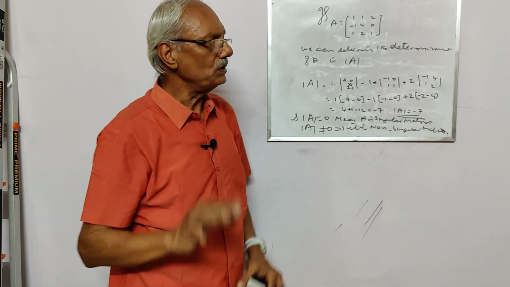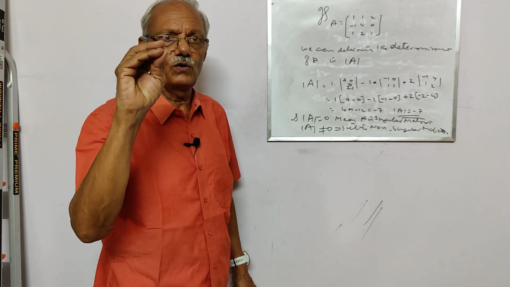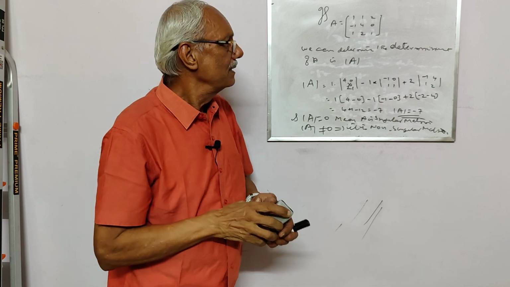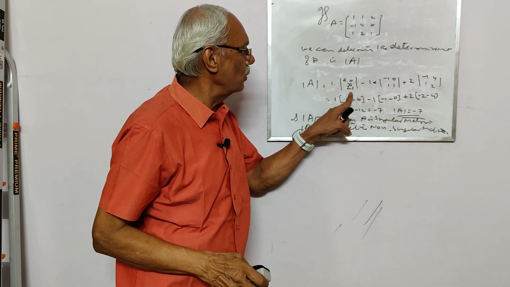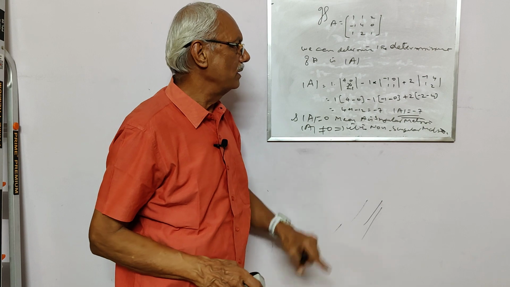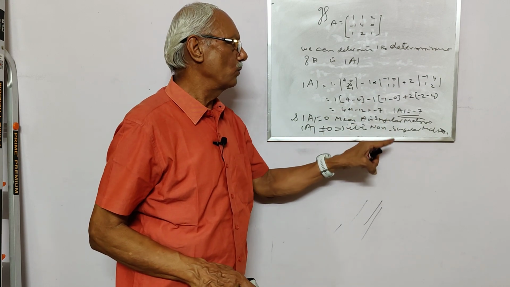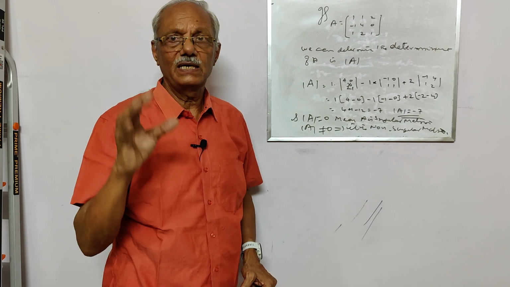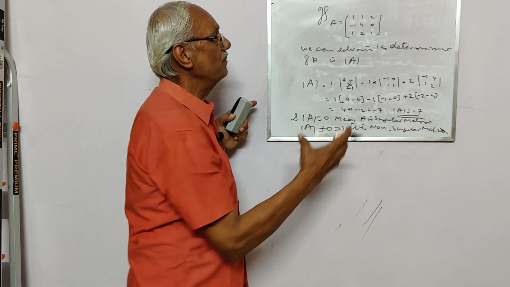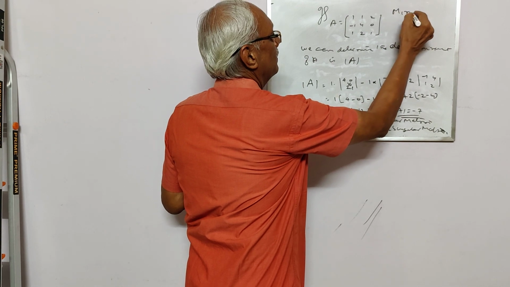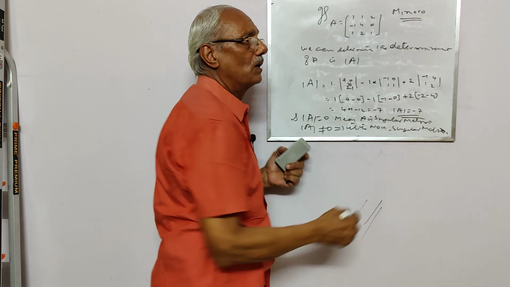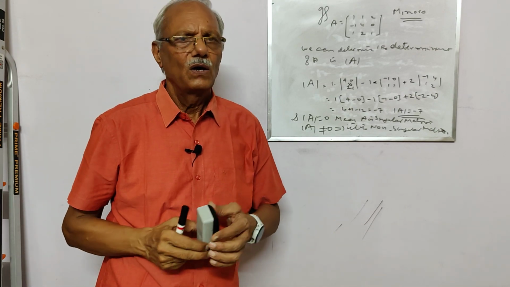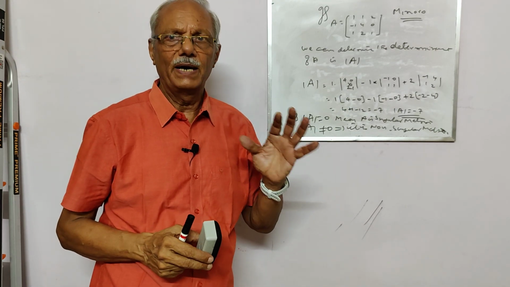Now here I want to make a mention of one particular idea. The matrices that you have got here, 4 0 2 1, minus 1 0 1 1, they are all called the minors, M-I-N-O-R-S. We call them submatrices, or we can call them minors.